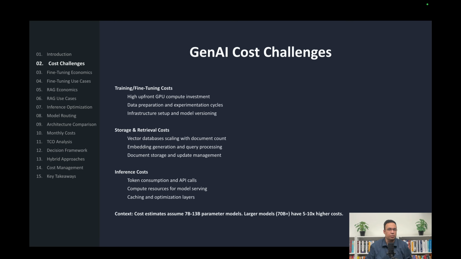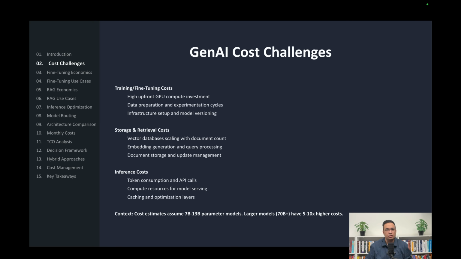The third domain is the inference cost. This is your ongoing operating expense. Token consumption and API calls are your primary cost driver here. Every query you process costs money in tokens. You need compute resources for model serving, whether that's self-hosted GPU instances or API-based serving. And you have caching and optimization layers that can reduce these costs, but they also add architectural complexity.